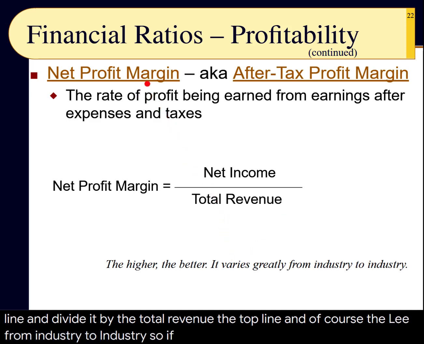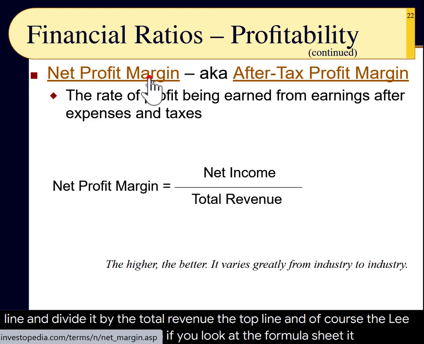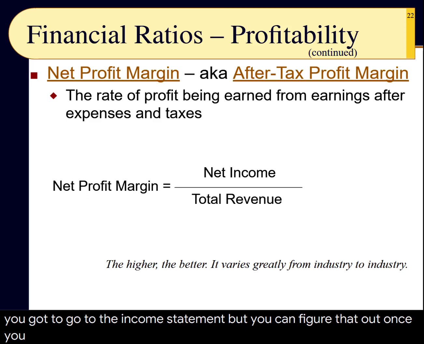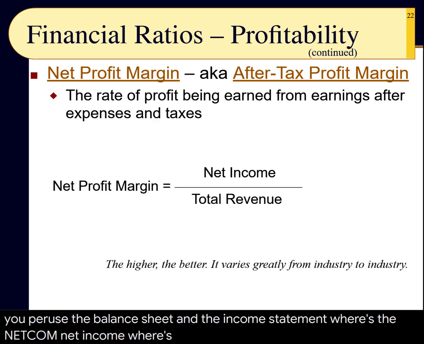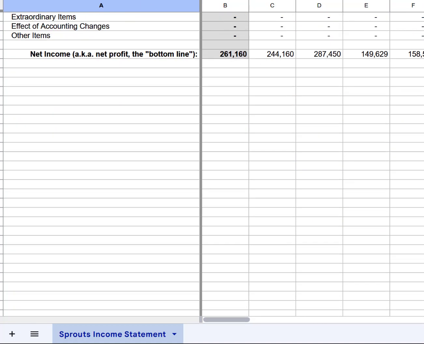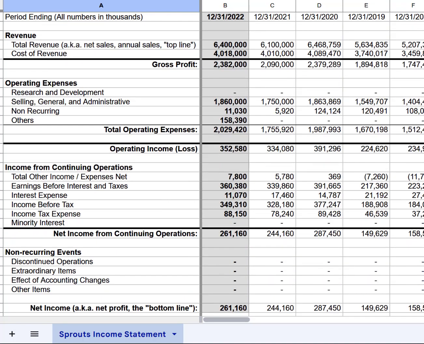So if you look at the formula sheet, it'll say, oh, you got to go to the income statement. But you can figure that out once you peruse the balance sheet and the income statement. Where's the net income? Where's the total revenue? Well, as we said, the net income is the bottom line. Here it is, 261,160. The top line number, the total revenue, is 6,400.